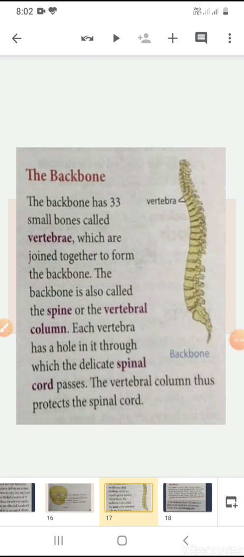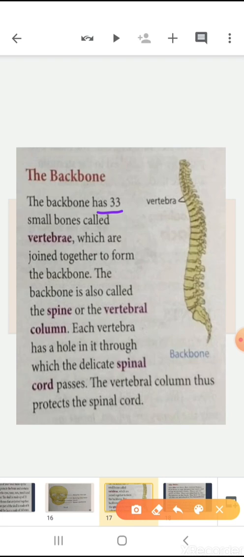So children, the backbone has 33 small bones called vertebrae. Vertebrae means bones that make up the spinal column. Okay. Which are joined together to form a backbone. The backbone is also called the spine. What is the other name of the backbone? The backbone is also called spine or vertebral column.